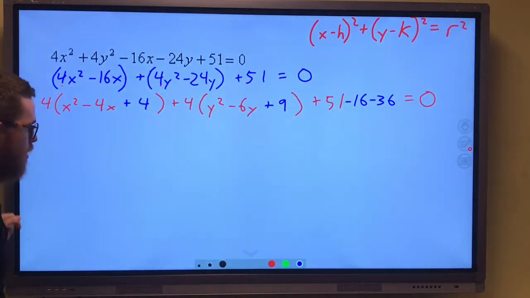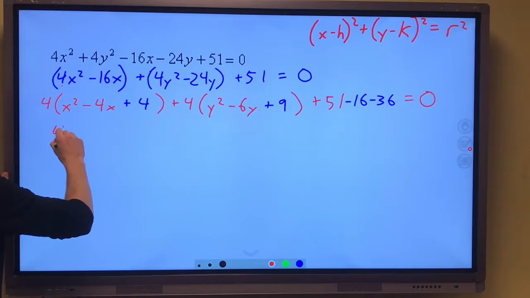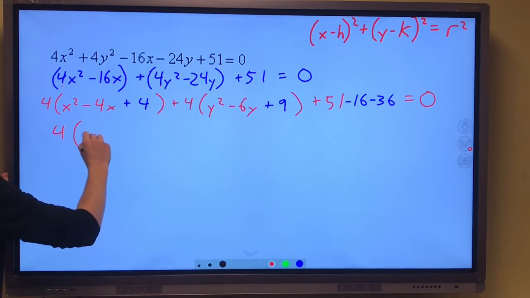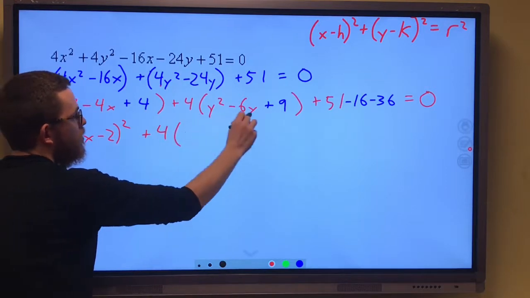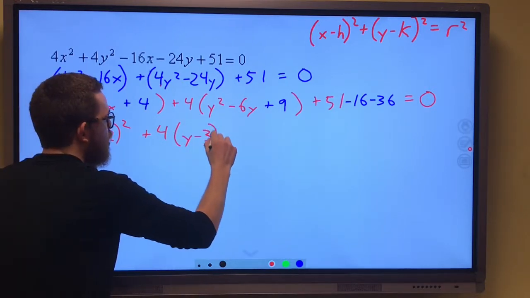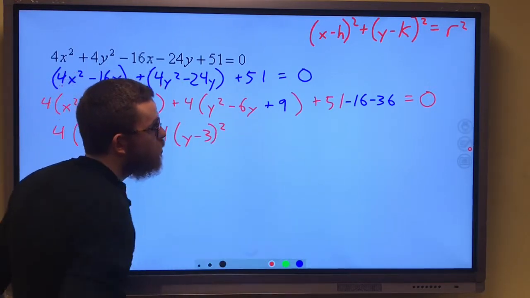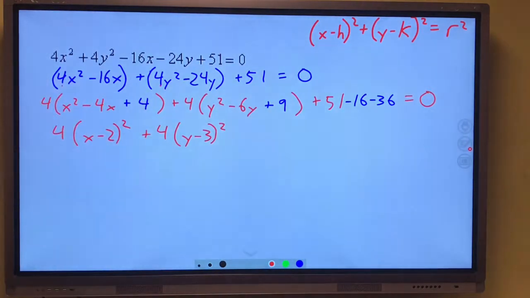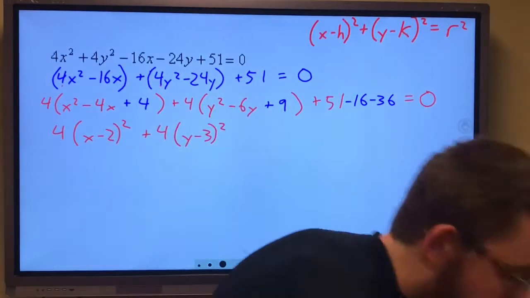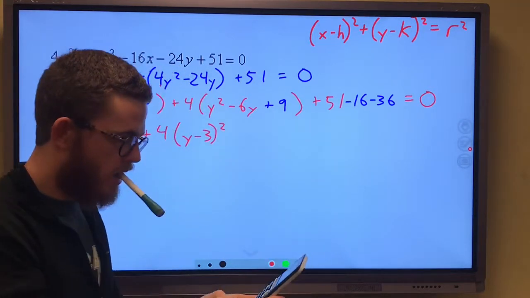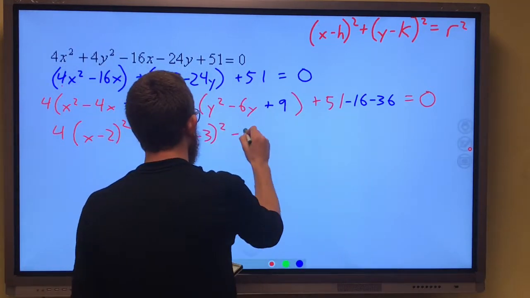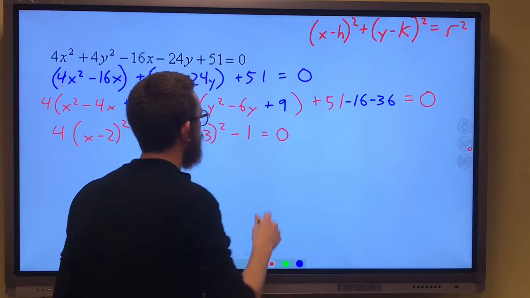Okay? Now, there's a 4 out in front here. This is x minus 2 squared. There's a 4 out in front, but this is y minus 3 squared. 51 minus 16 minus 36. I don't feel like doing that in my head. That gives me a -1. Everything equals 0.